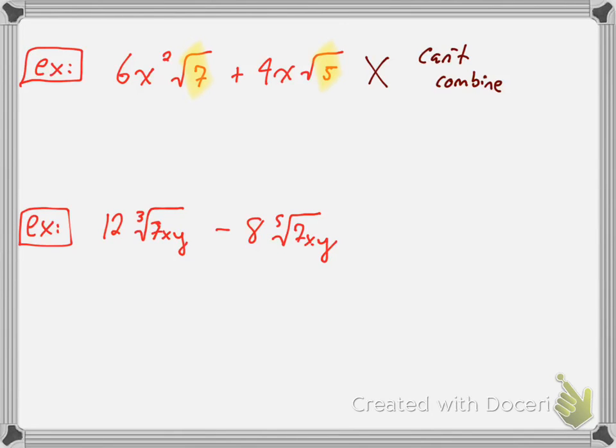Similarly, in this example, we have 12 times the cube root of 7xy minus 8 times the fifth root of 7xy. We also can't combine these because their indexes are different. So these won't combine regardless of whether we can break down anything in the radical.